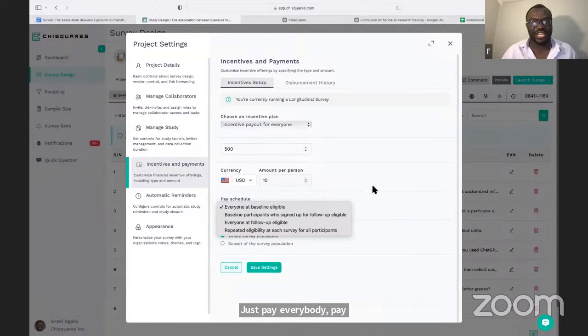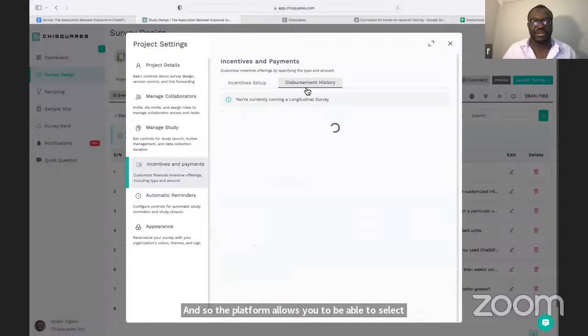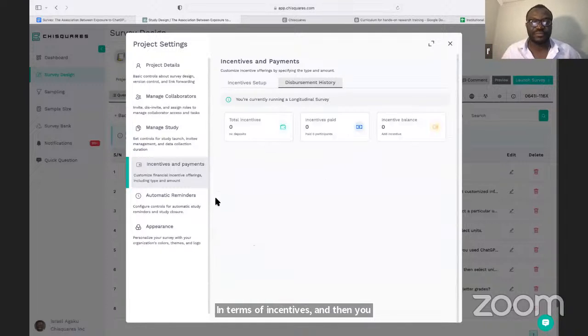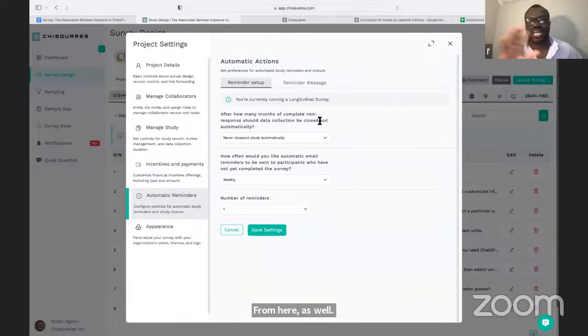Those are all the decisions that you make, and of course, the amount of money you're going to pay is determined by what you select, right? And so the platform allows you to select whatever you can afford in terms of incentives, and then you can monitor the disbursements over time from here as well. You can set reminders for people who have not responded. So the idea is that this study is going to be 4 years.